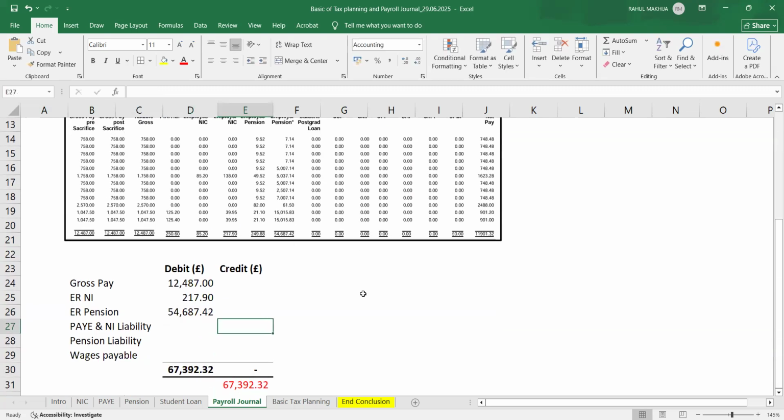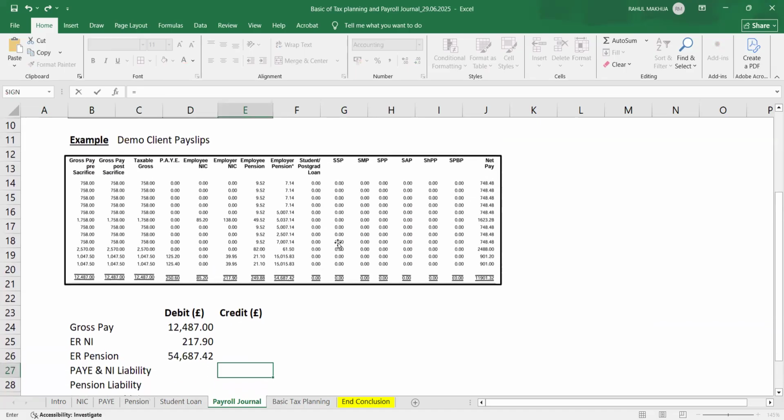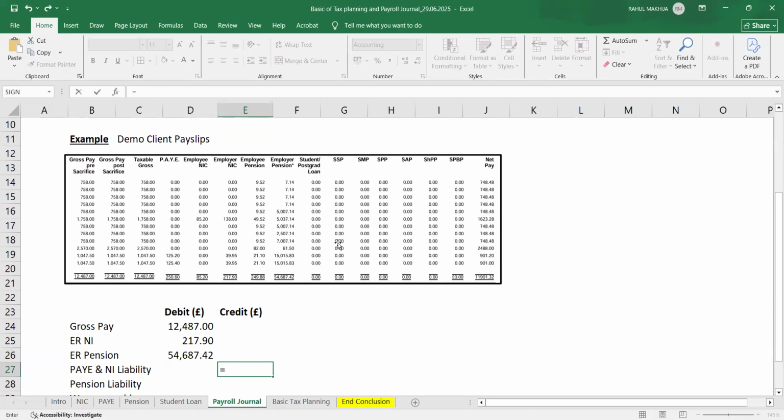What will we be including in pay and NI liability? All the terms: firstly PAYE, which is similarly TDS, here 250.60, plus employee NIC, which is 85.20, plus employer NIC, which is 217.90.